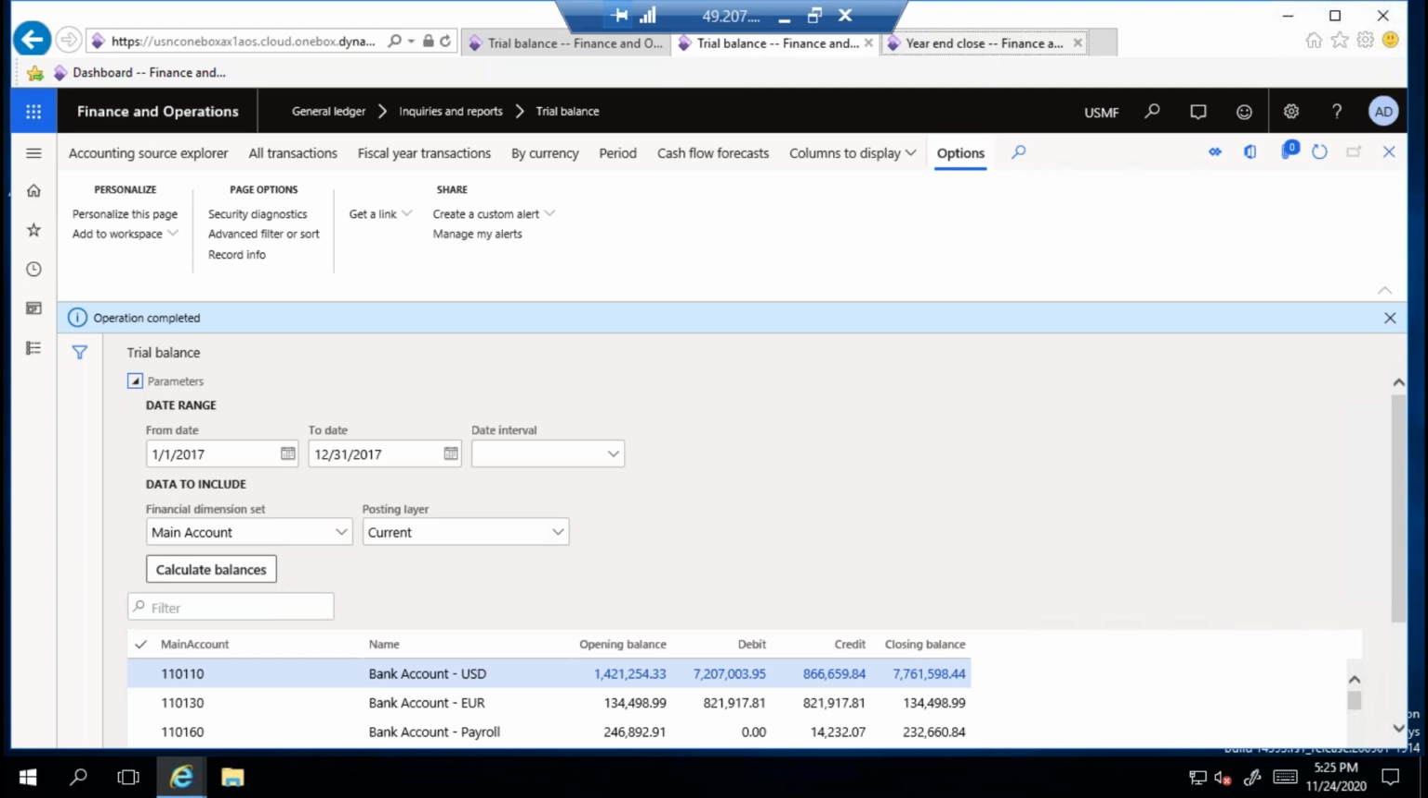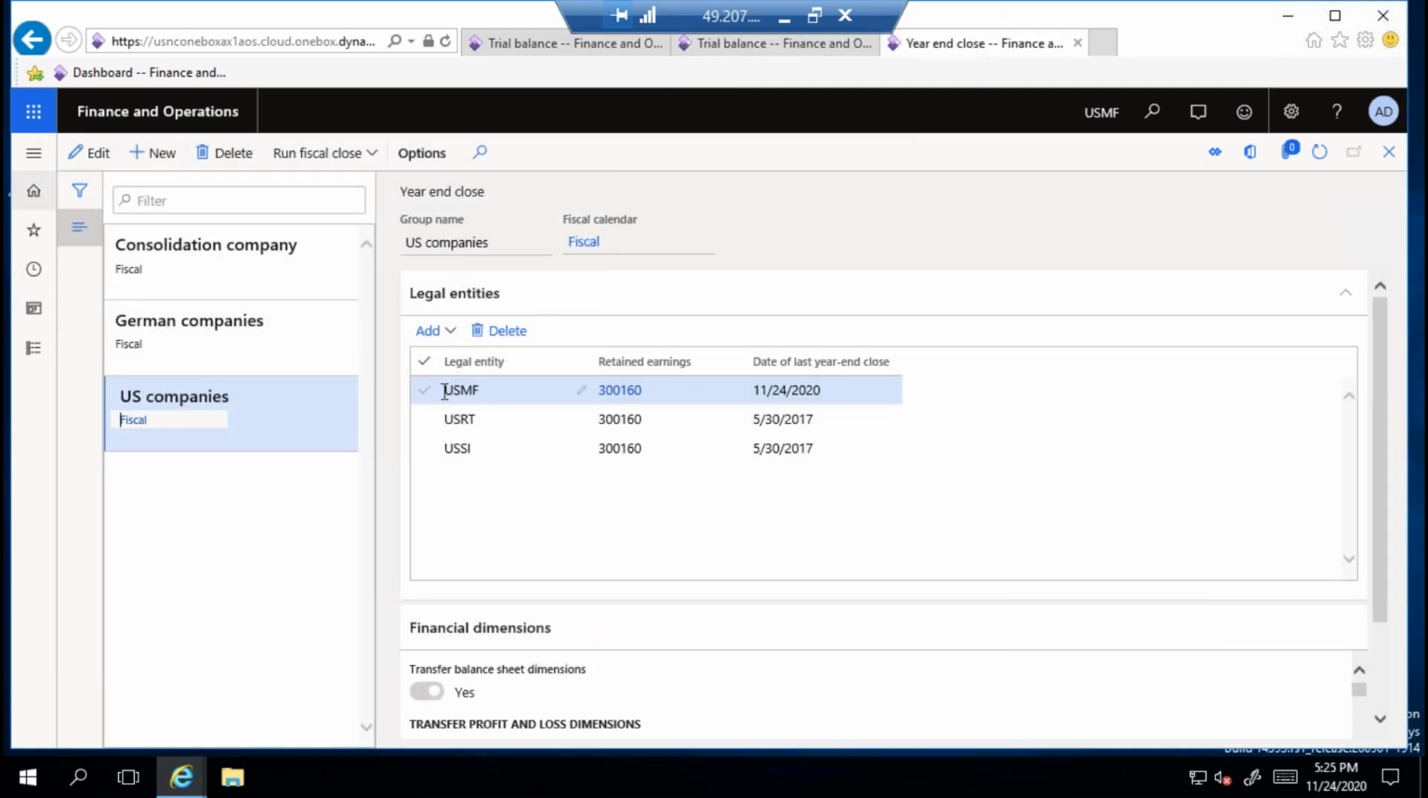So simply you need to run this year-end closing. In 2012, if you are in USMF, you can execute for only USMF. So I told you retained earnings, that is this account. Okay, so you need to click new and select the company name and you can select the ledger, legal entities. Legal entities means companies. Okay, so simple, you can run this one.